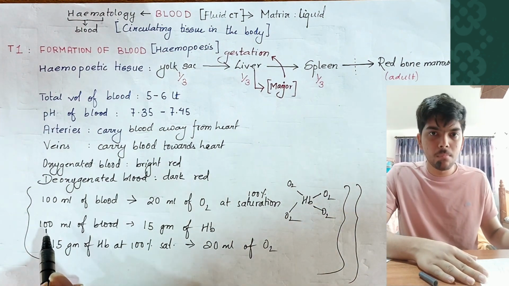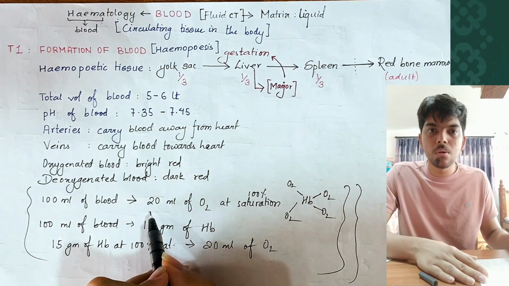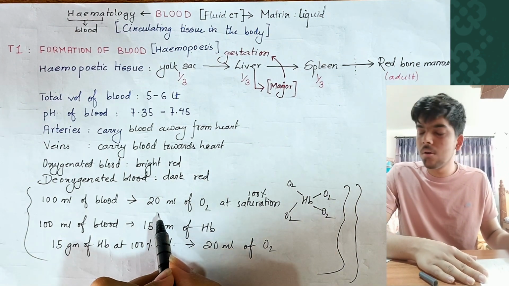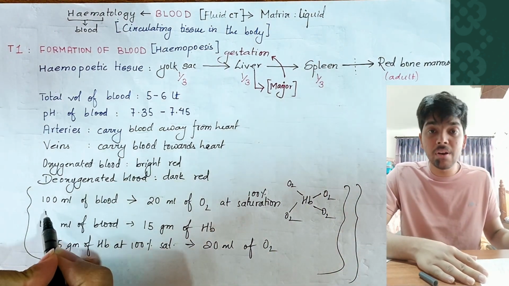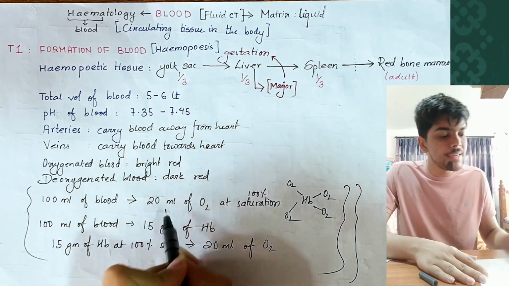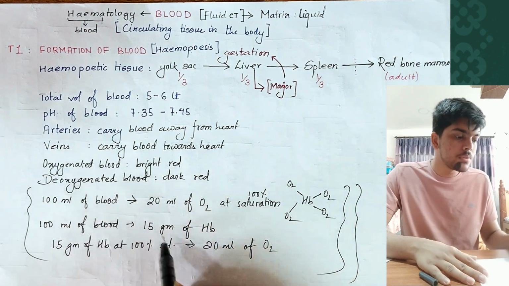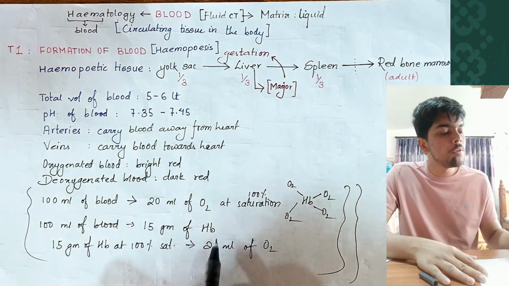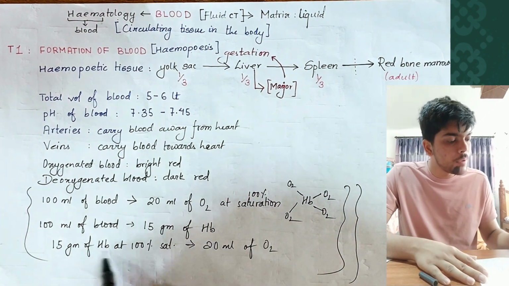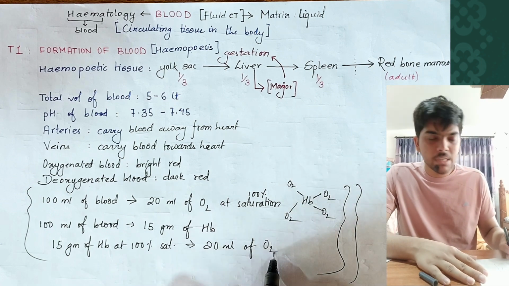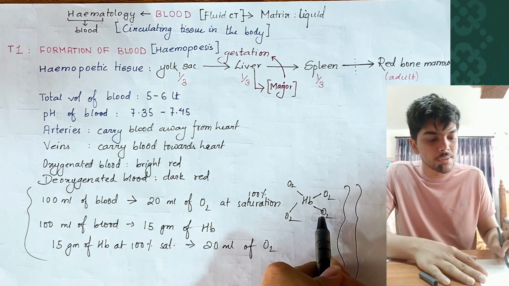In that particular condition, 100 ml of blood contains 20 ml of oxygen. Similarly, 100 ml of blood also contains 15 gram of hemoglobin. If you combine these 2 pieces of information together, you come to find out 15 gram of hemoglobin contains 20 ml of oxygen at 100% saturation. That is when hemoglobin is combined with 4 oxygen molecules.